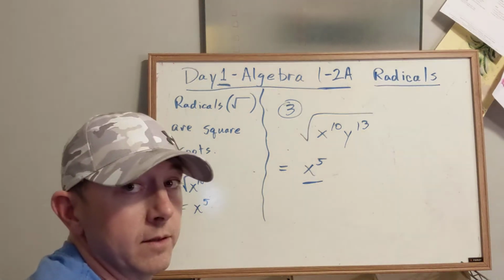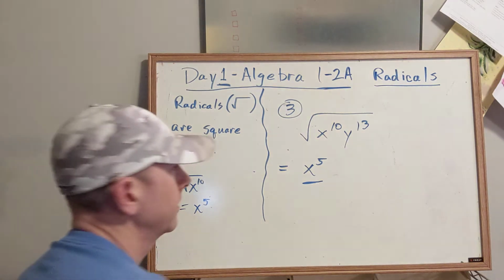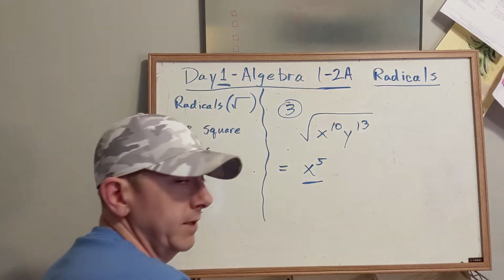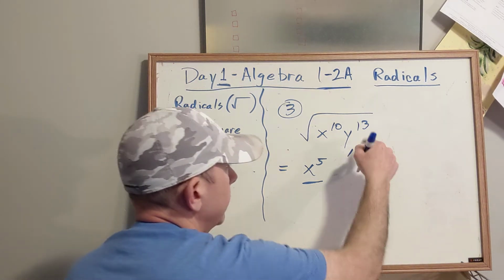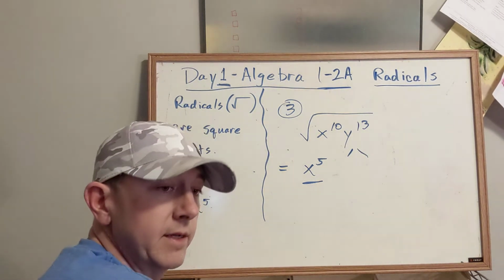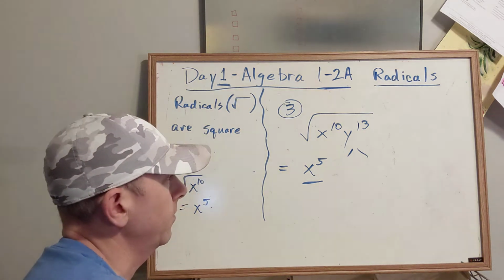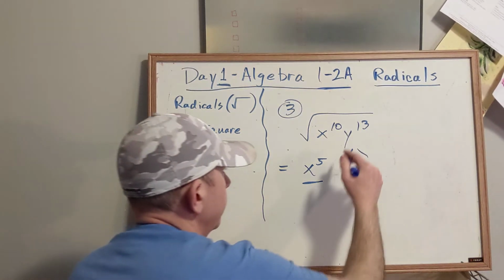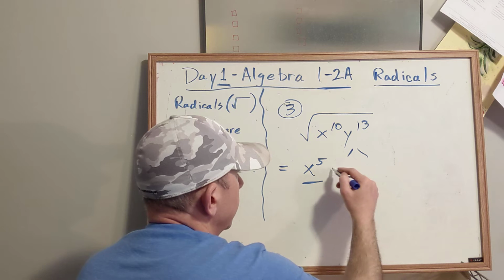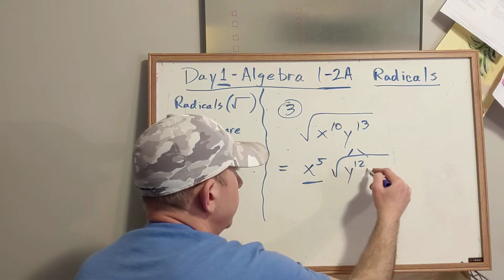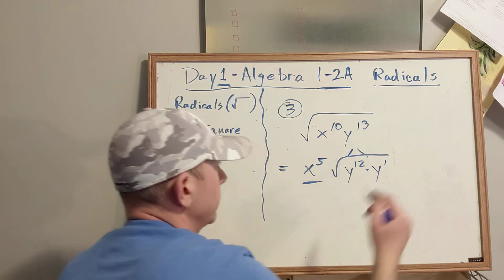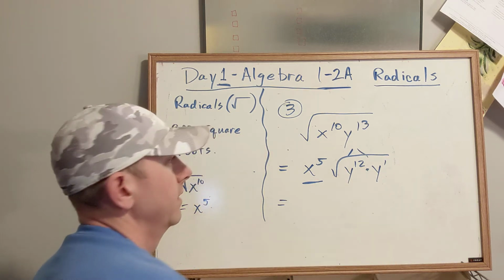Now the y is a little bit more complicated, because we can't take half of that, we'll get a decimal for an exponent. So we don't want to do that. Whatever this odd number is, to get to an even number, we're going to go down by one. So we're going to keep this part under the radical, and it's going to be y to the 12th times y to the 1st, which is really y.